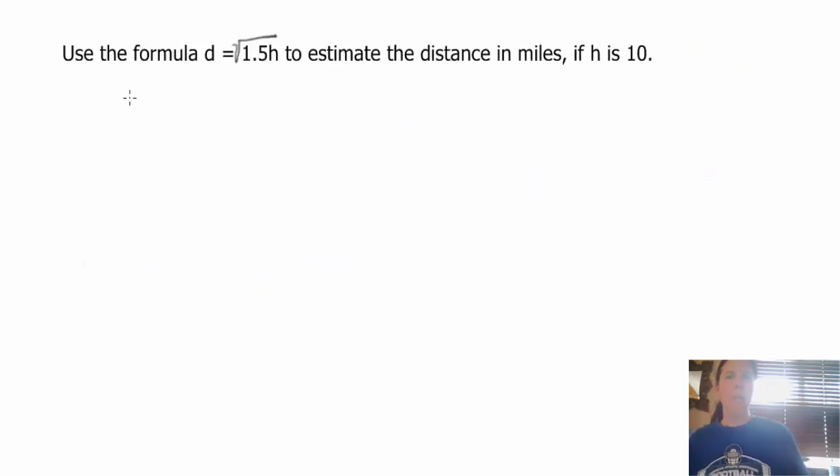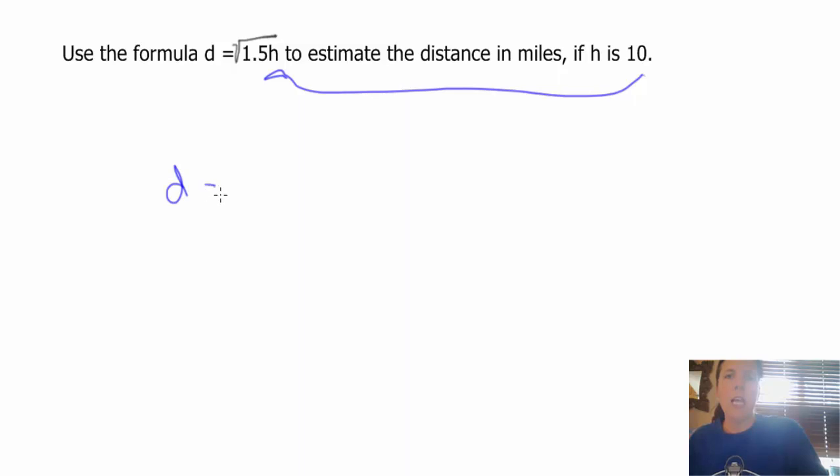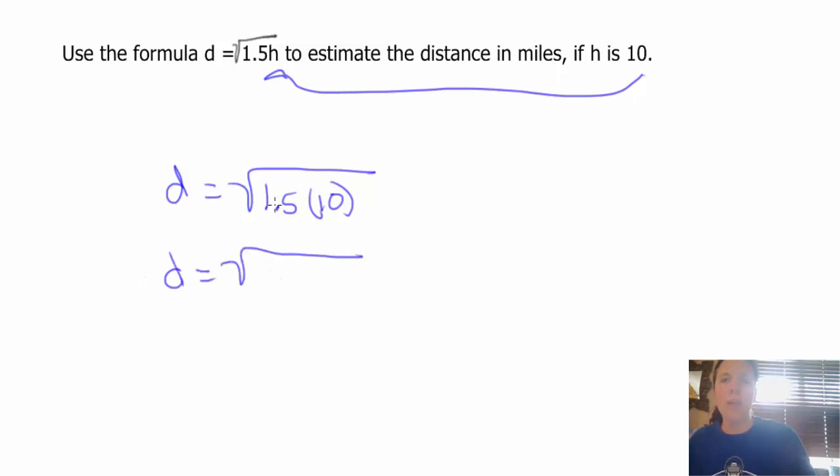Moving on. Use the formula D equals the square root of 1.5h to estimate the distance in miles if h is 10. Here it tells us h is 10, so we're just plugging h in. D equals the square root of 1.5 times 10. Square roots are kind of like parentheses. You want to do what's underneath first and then solve it. So 1.5 times 10 is 15.